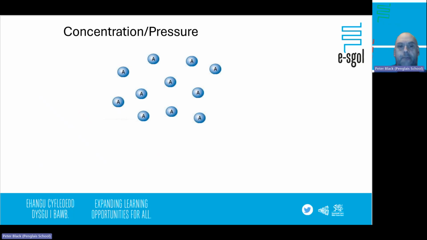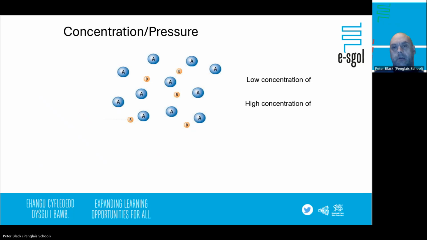So if we had our reactant A, we've got a low concentration of B. You can see here we've got a very low concentration of particle B, not many particles per unit volume. A slightly higher concentration of particle B, so there's more particles per unit volume, and a high concentration of B, and now a really high concentration of B. Hopefully you get the idea here that there's more particles to collide, and therefore you're going to get a faster rate of reaction.